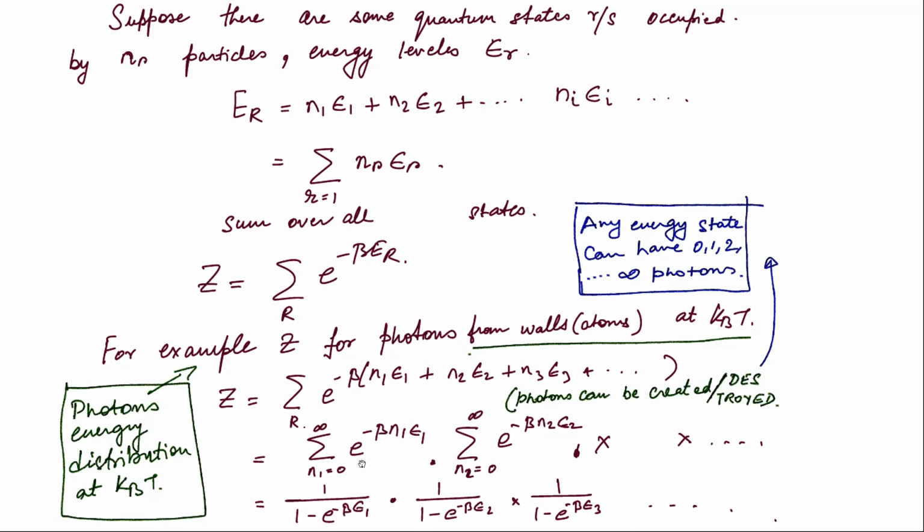Now, each is a GP series, right? And hence you can use the formula, where n runs from 0 to infinity, and infinity corresponds to a very large number. Of course, there will be lesser and lesser probability as the energy becomes higher and higher, but whatever it be, the sum of this series is 1 upon 1 minus e to the power minus beta epsilon 1. The sum of this series is 1 upon 1 minus e to the power minus beta epsilon 2, and so on and so forth for each of these terms.